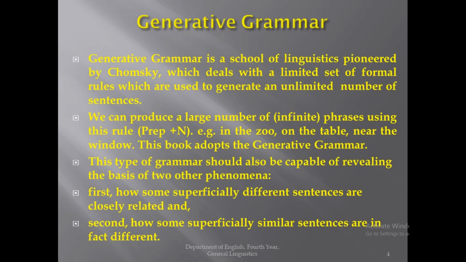Now, one of the tenets of this school is that this type of grammar should also be capable of revealing the basis of two phenomena: one, the surface structure, and two, the deep structure. The surface structure shows how superficially different sentences are, and the deep structure shows how some superficially similar sentences are in fact different in terms of deep structure.